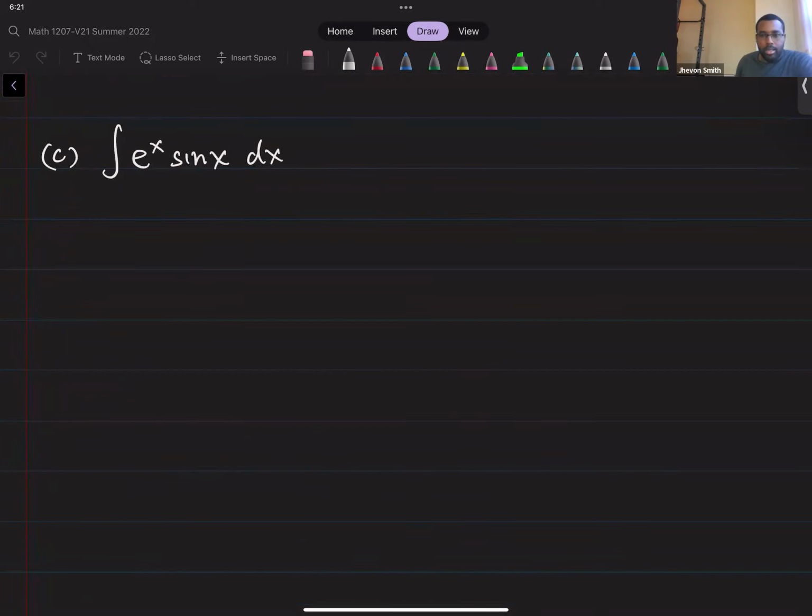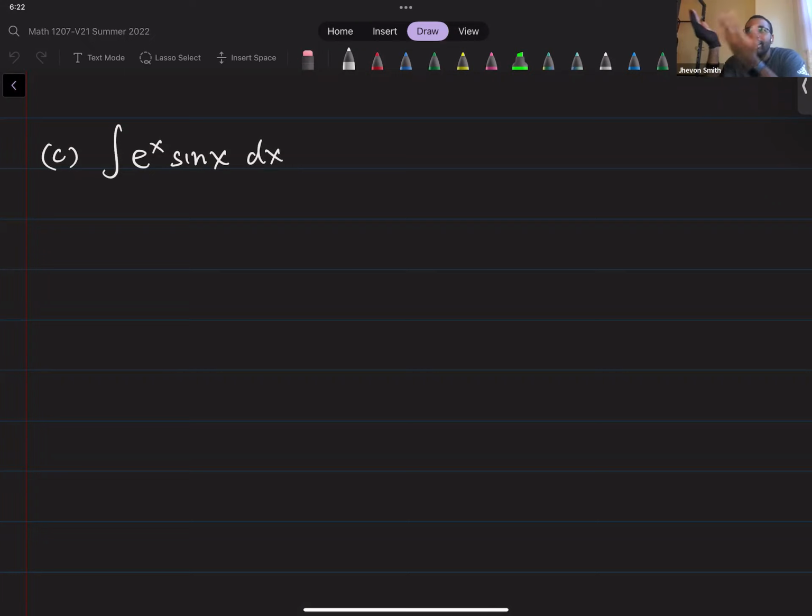E to the x sine x. All right, so again, we're encountering this integral in the wild. We want to compute it. So we're going to think, does a basic rule apply? No. Can I simplify this to look like a basic rule? No. Can a substitution work? What would a substitution be? U equals e to the x. It's not going to help. How is that going to help me with a sine x?